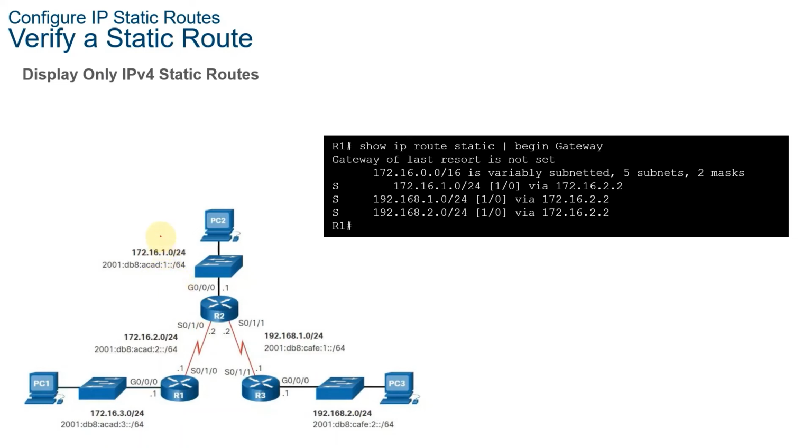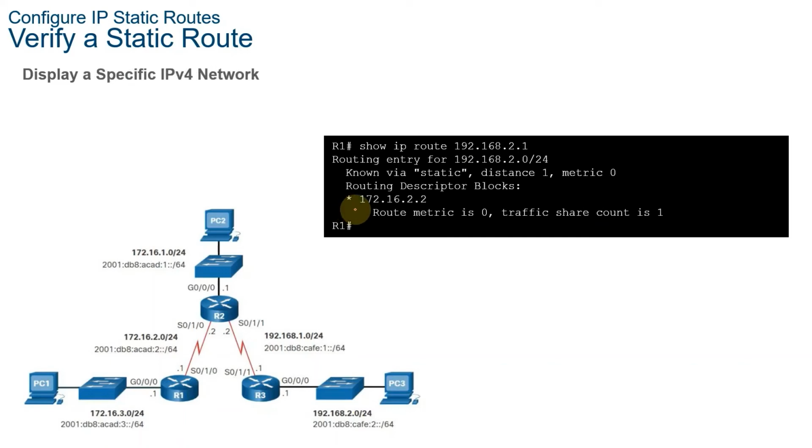Again, using the topology that we had earlier, let's display only IPv4 static routes. This output shows only the IPv4 static routes in the routing table. Also note where the filter begins the output, excluding all the codes. Something like show ip route static, piped to begin Gateway. That means your output would start with the gateway line, and this would be the static routes configured.